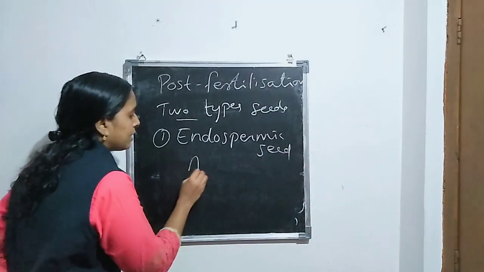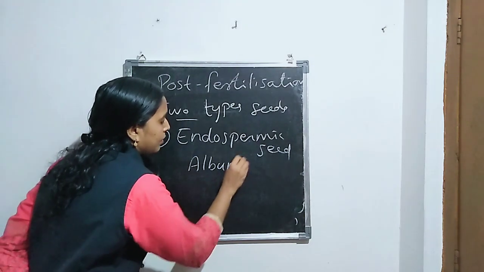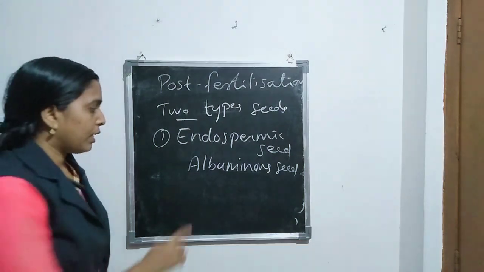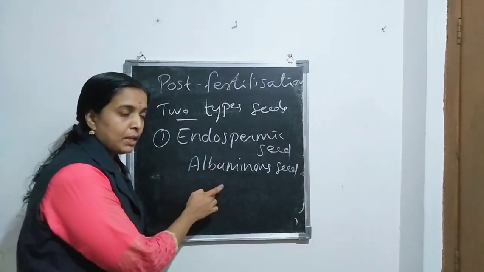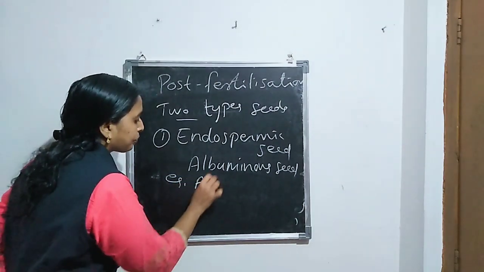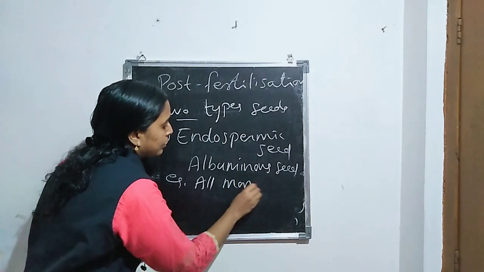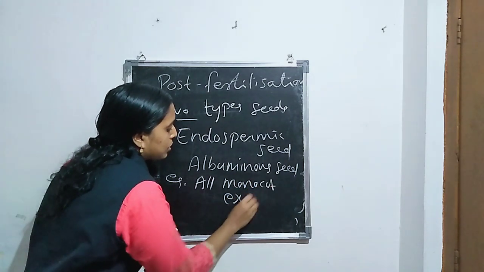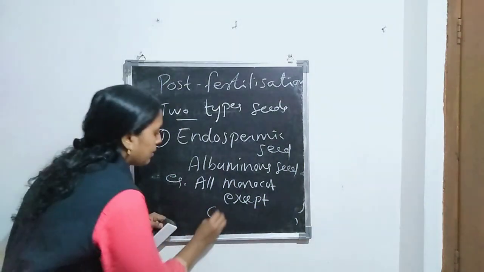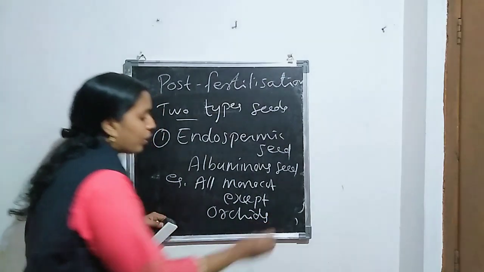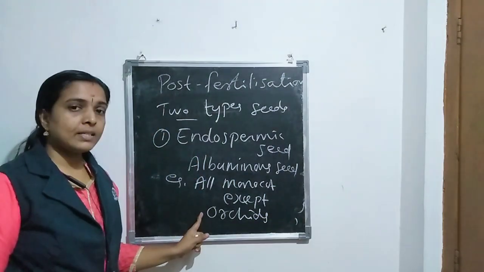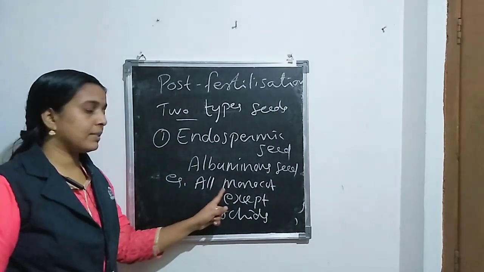It is also known as albuminous seed. Albuminous seed means the same thing, a seed with an endosperm. Example: all monocots except orchids. Orchid is an exception. All monocots have endosperm, but orchid does not, even though orchid is a monocot.